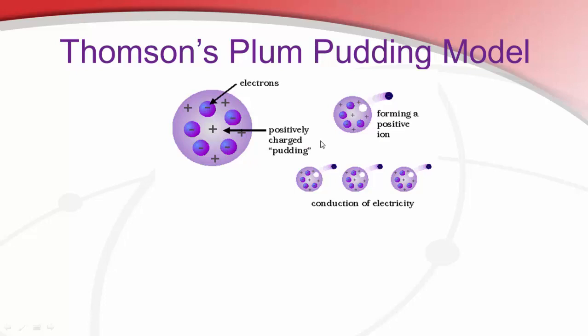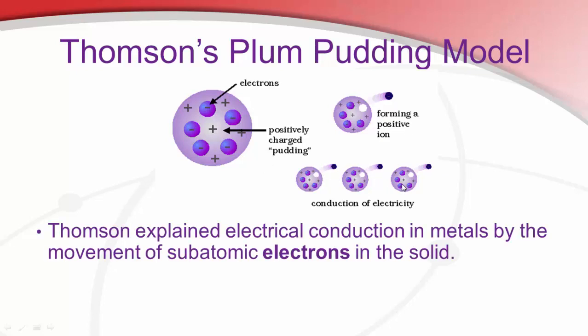And so this did a good job of explaining the creation of positive ions. You could kick an electron out of this plum pudding and create an ion. It also did a reasonable job of explaining conductivity, because you could hop these electrons between the individual atoms. So this did a really good job of explaining various parts to do with charge.